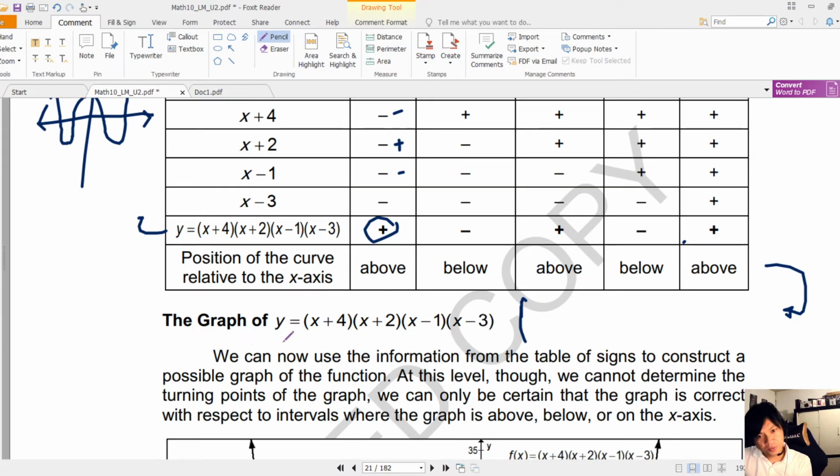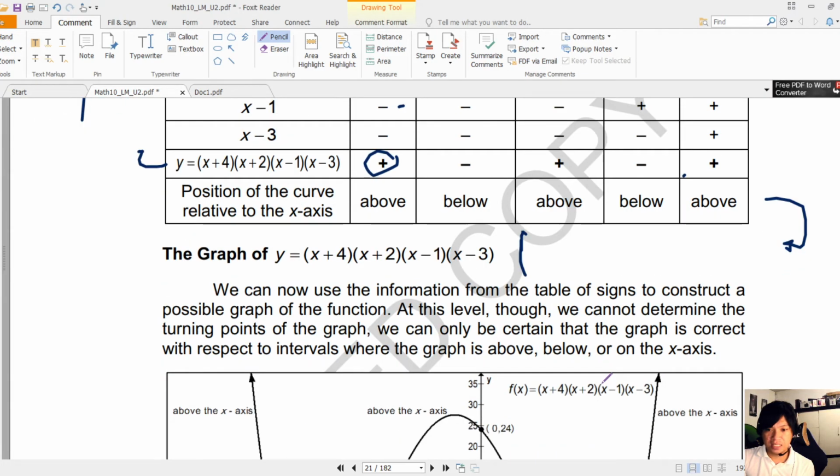So, we can use the information from the table of signs to construct a possible graph. Sabing possible graph, ano lang siya, is a picture. Parang kahit hindi siya perfect, pero alam natin yung itsura ng ating graph. At this level, though we cannot determine the turning points of the graph, we can only be certain that the graph is correct with respect to intervals where the graph is above, below, or on the x-axis.